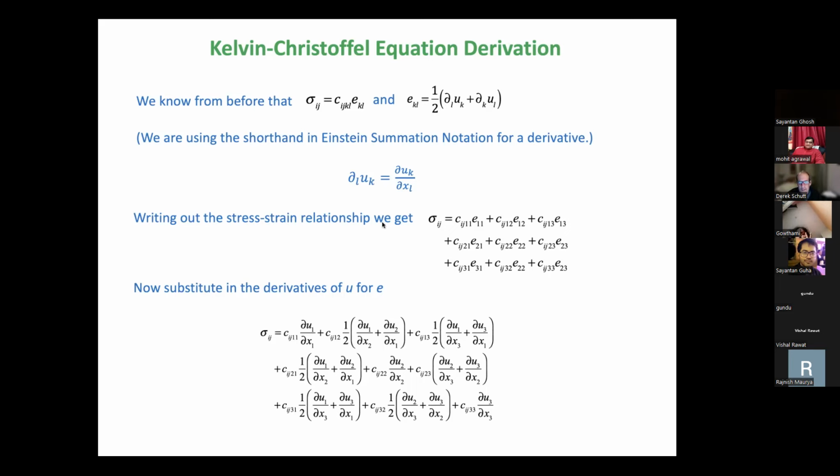So we can write out our stress-strain relationship. So here is our stress-strain relationship for sigma sub ij. And now we can substitute in the derivatives of u for E. So we're going to take these values here and substitute in E11, E22, and so on. That gives us this here. So here we are just basically writing out what stress is in terms of elasticity and deformation.